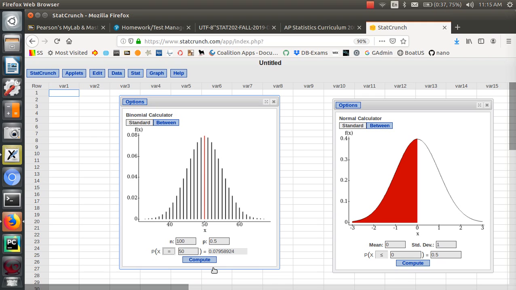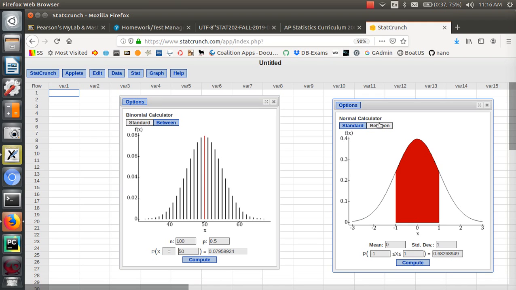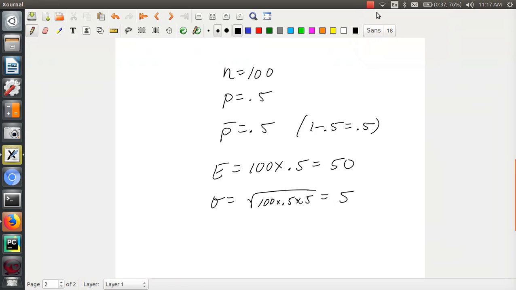It's a little harder when you're doing the normal approximation. I'm going to pause this for a second to do the calculations for you. Okay, so we had 100 coins, so that's my n value. Probability of heads is 0.5, probability of tails is 0.5. So usually p and 1 minus p aren't the same, but 1 minus 0.5 is 0.5. So there we've got it.